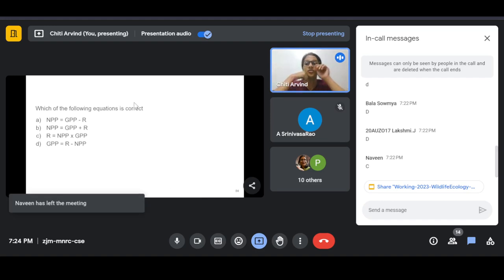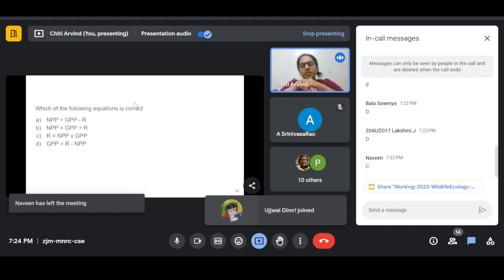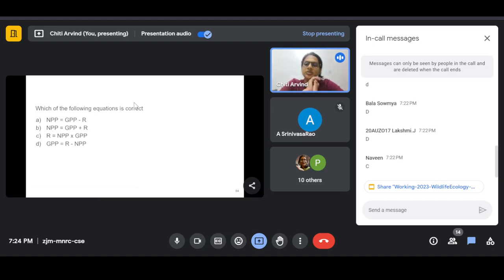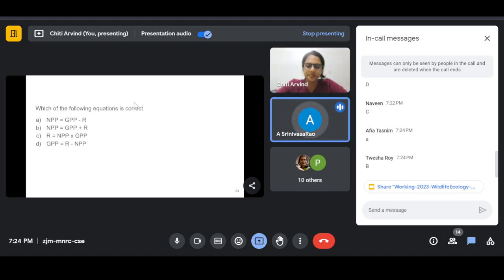Okay, so which of the following equations is correct? NPP is equal to GPP minus R, NPP is equal to GPP plus R, R is equal to NPP into GPP, GPP is equal to R minus NPP. Also, can you give me the full forms of these terms? Net primary productivity, gross primary productivity, and respiration. So A is correct, ma'am.